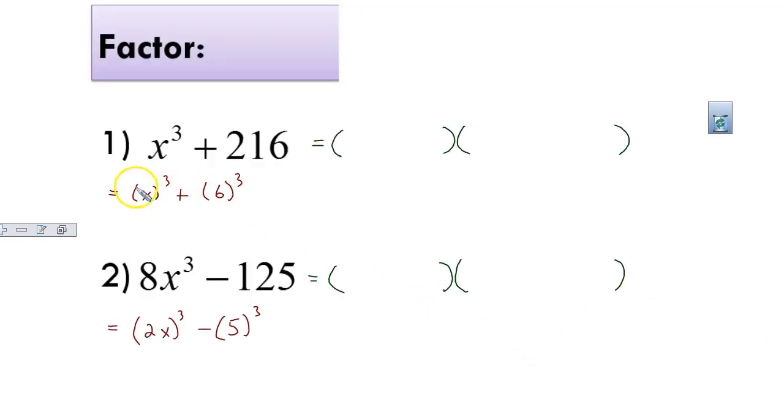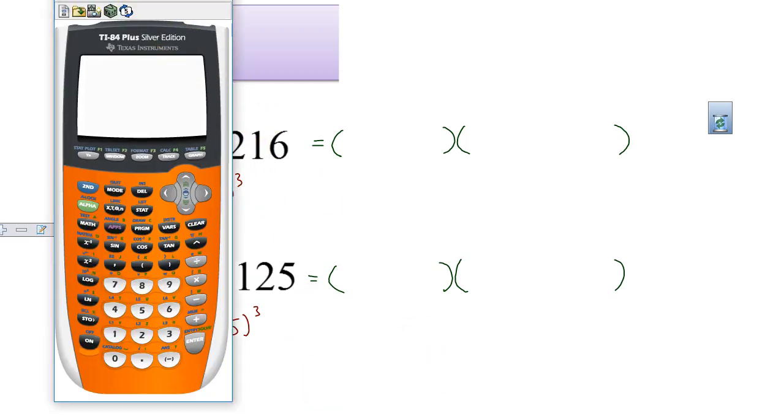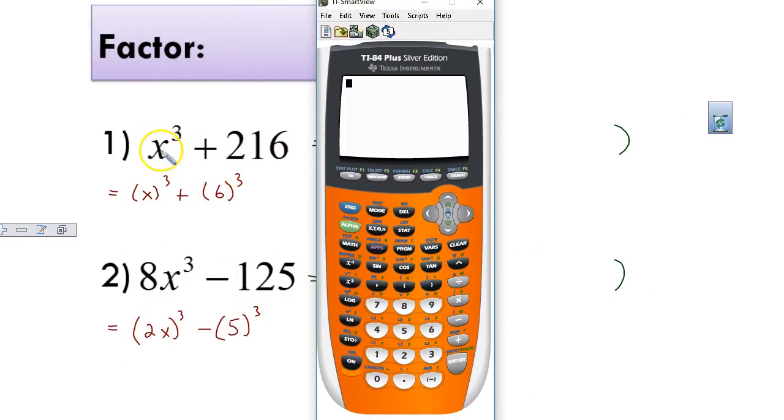What I've already done is I've already taken the cube root of the first term and the second term. I'll quickly show you on your calculator how to take a cube root if it's something that you haven't done before. I know that the cube root of x to the third power is going to be x. What I want to find is the cube root of 216.